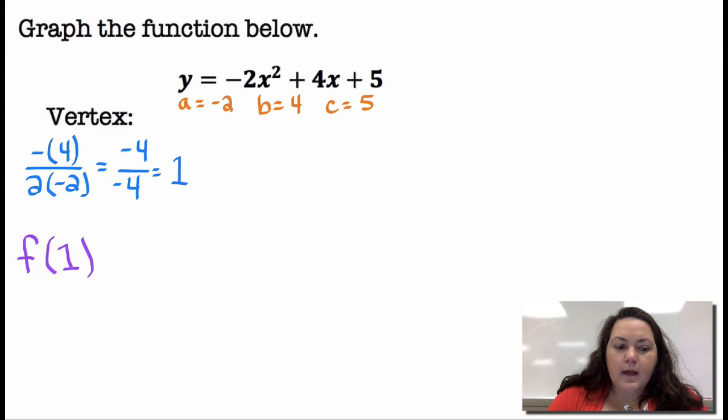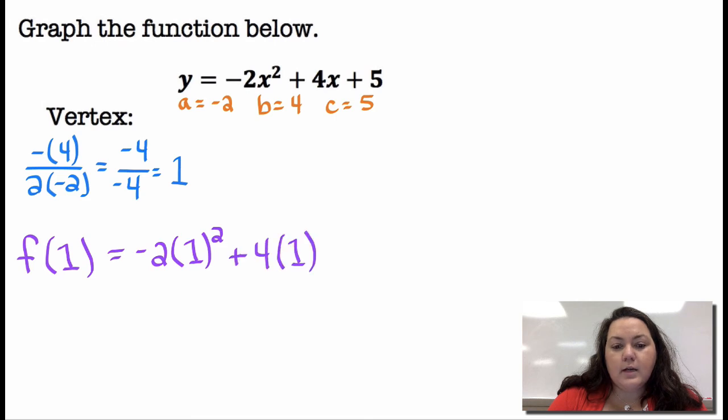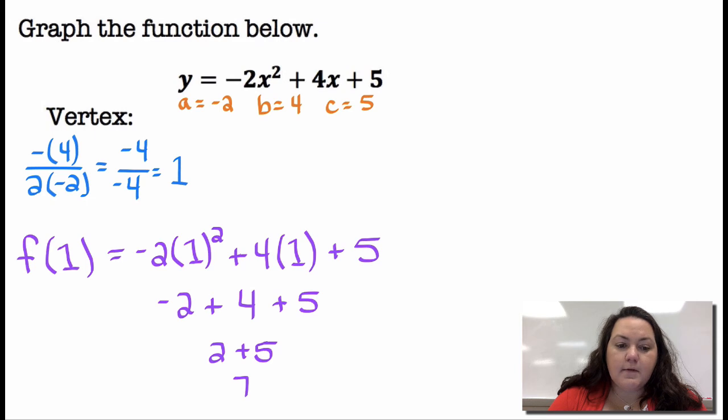Now I'm going to plug that into my original function. So it's negative 2 times 1 squared plus 4 times 1 plus 5. 1 squared is 1, times negative 2 is negative 2. 4 times 1 is 4, plus 5. So negative 2 plus 4 is 2, plus 5 gives me 7. So my vertex is (1, 7).